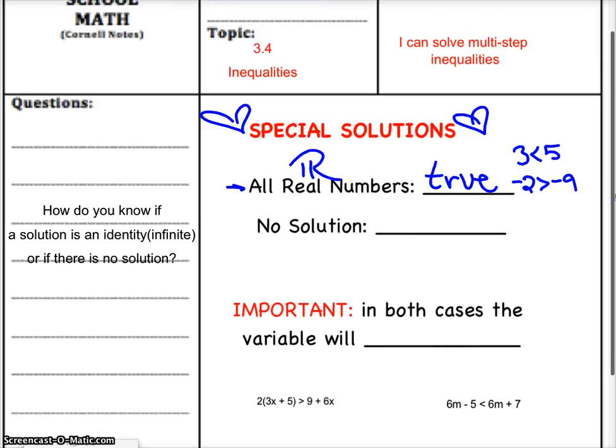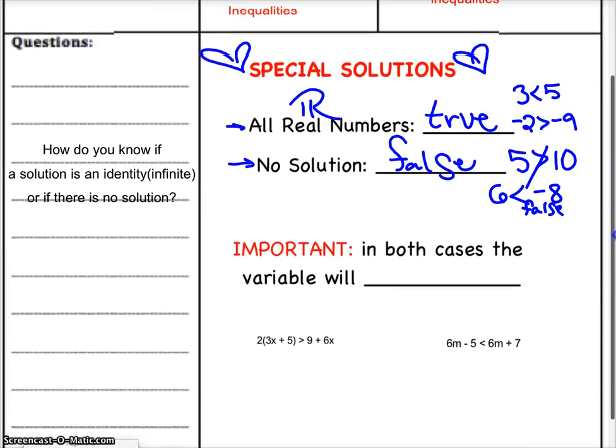The other special situation is known as a no solution. A no solution is when you get a false statement. For example, 5 is bigger than 10. That's not true. That's false. That's a no solution situation. Or 6 is smaller than -8. That's another false statement. Anything that's false, you're going to say no solution.